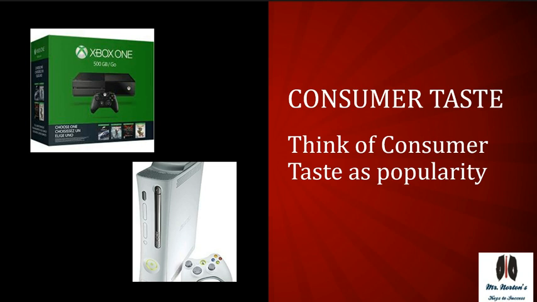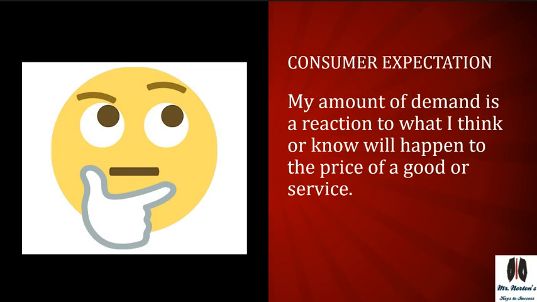So next we're going to discuss is consumer expectation. It has to be all about thinking. My amount of demand is a reaction to what I think or know will happen to the price of a good or service. If I know the price is going to go down soon, am I going to buy that today, or am I going to wait for that particular good or service to have the price drop? Well, unless I absolutely have to have it today, like if it were medicine, I would have to buy it today because I'm not going to risk death just for a cheaper price. But in all likelihood, the demand will be down because I'm going to wait for that thing to go on sale. The reverse is true too.